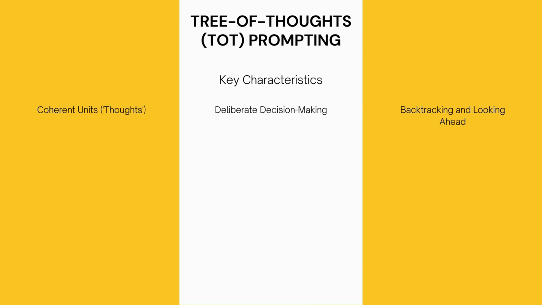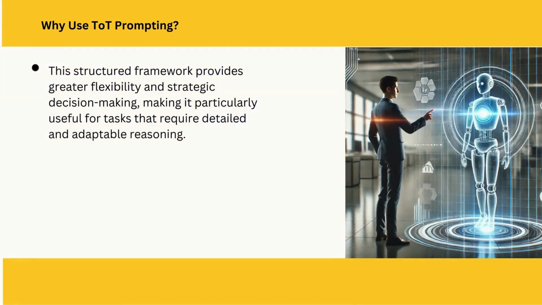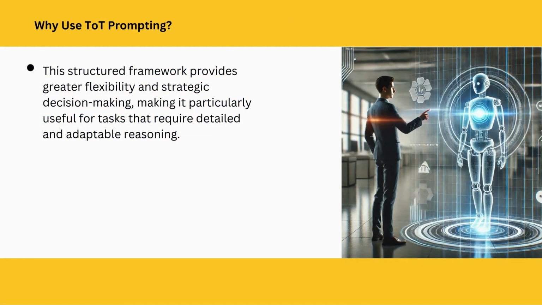Key characteristics. Coherent units, thoughts: models consider coherent text units as intermediate steps. Deliberate decision-making: models make intentional decisions and assess different reasoning paths. Backtracking and looking ahead: models can adjust their approach by revisiting or anticipating steps in the reasoning process. Why use ToT prompting? This structured framework provides greater flexibility in strategic decision-making, making it particularly useful for tasks that require detailed and adaptable reasoning.